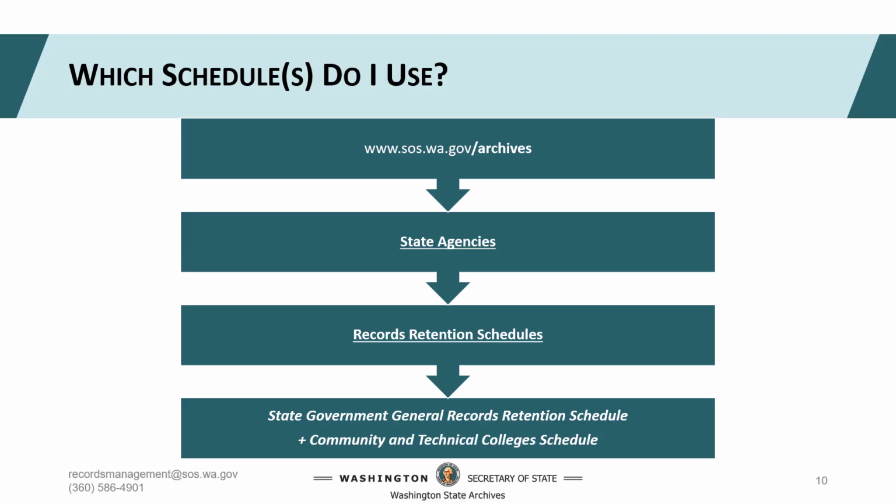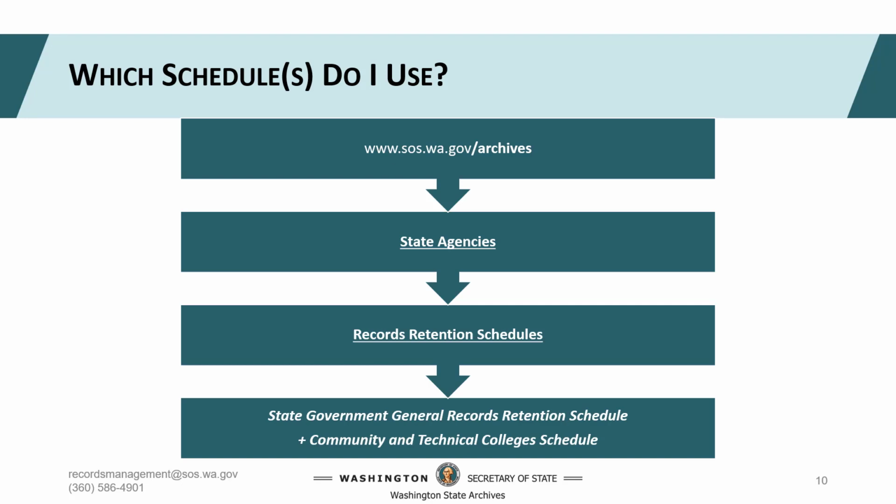A good rule of thumb: your agency is approved to use the State General Schedule along with the Community and Technical Colleges Schedule. This gives you a couple different places to look to find the right retention. It is important to understand the differences between the General Schedule and your agency unique schedule. The State General Schedule covers the administrative functions all state agencies perform.